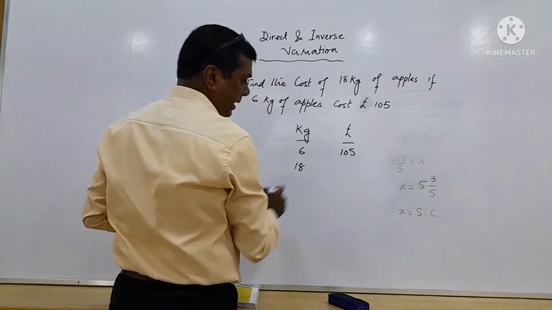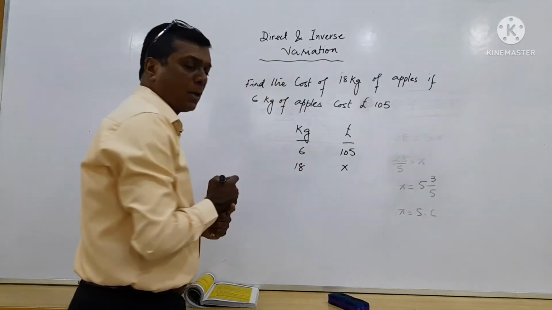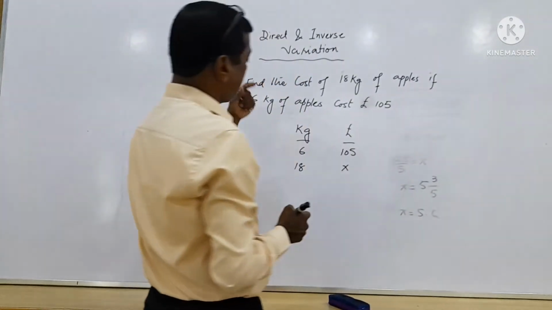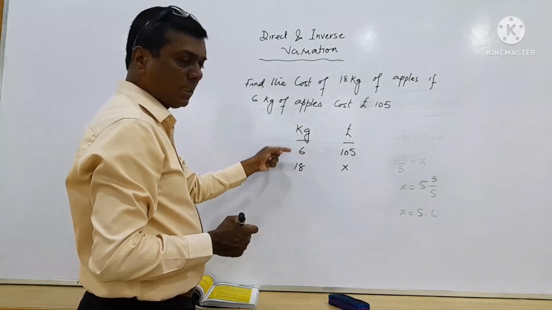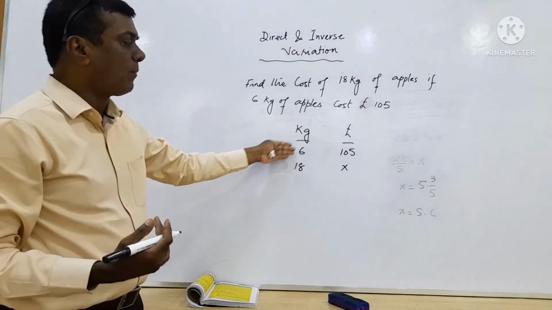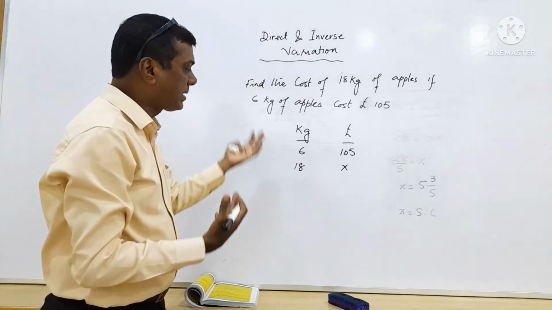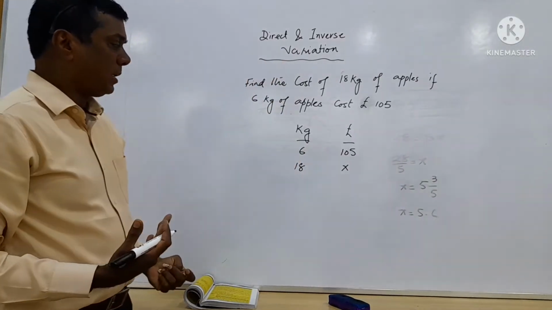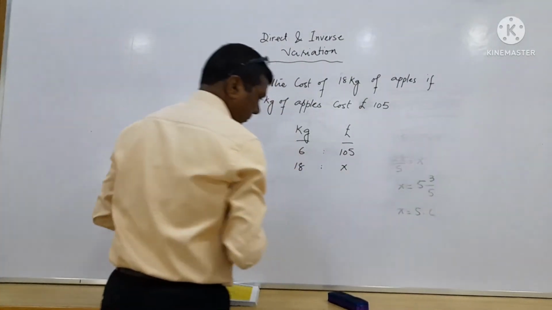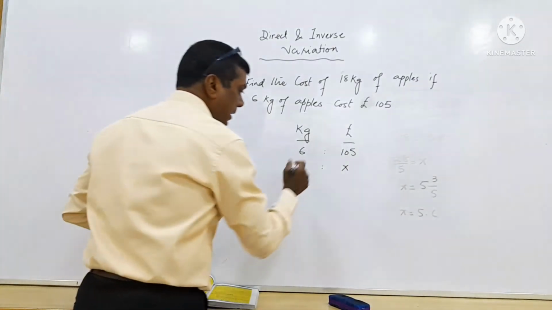So do we know the cost of 18 kg? No, we don't. That we are going to write as x there. Then I know that if I increase the amount of apples, obviously the cost will also increase. That is my direct variation. So now whenever you have direct variation, you always cross multiply.